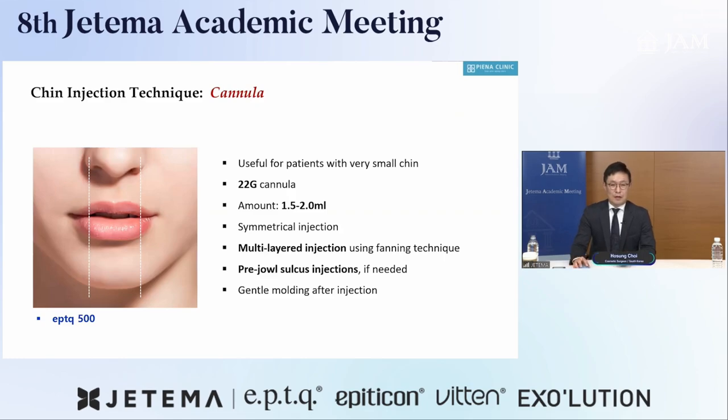I prefer to use a 22G cannula because it's quite stiff and I can advance it relatively easily into the depths I want. And for patients with a very small chin, I use up to 2 ml of Epitic 500 into the subdermal layer and underneath the muscle, everywhere in the chin, to make a very smooth, contoured, dome-shaped elevation. And sometimes we need to check the other surrounding adjacent tissues. So if necessary, you need to inject into the prejowl sulcus to create a smoother jawline.